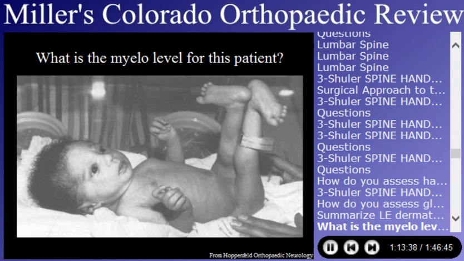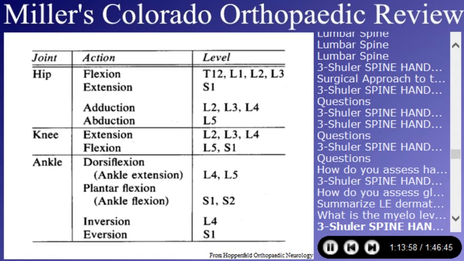This is what I was talking about in Hoppenfeld's neurology, which I think is extremely valuable in learning neurological levels. If you look at this diagram now, just pay particular attention: are the hips flexed or not? Hips are flexed. Is the knee extended or not? Yes. Is the foot inverted? Yes. Is it dorsiflexed? Yes. So what we can do now is have a real quick way to determine these levels. So let's look at it.